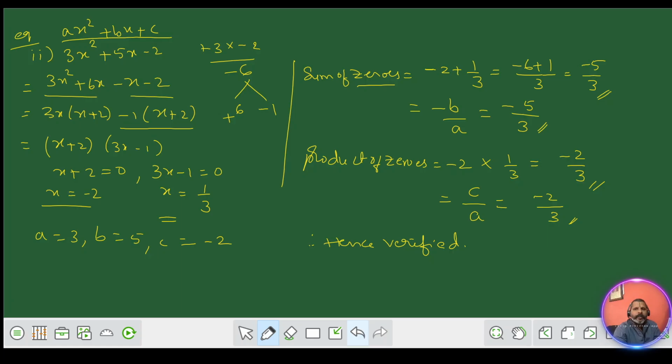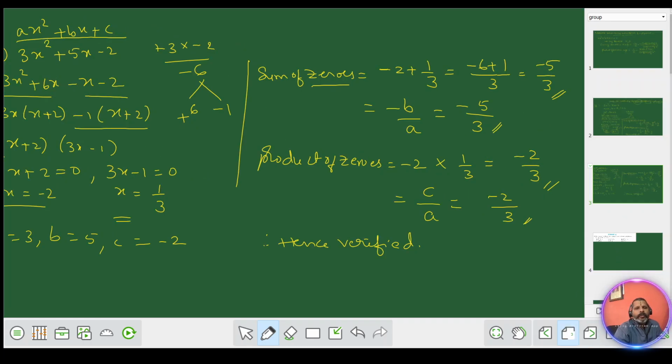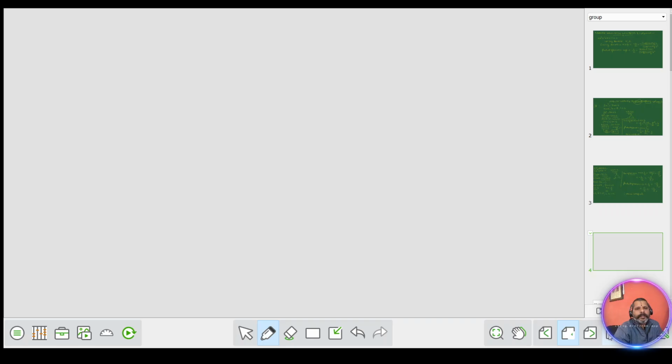Okay, we're good. We have one more topic to discuss before we move to the exercise. That is, when the zeros themselves are given, how do you construct a polynomial? I mean, when the sum of zeros and product of zeros are given, how do you construct a polynomial?